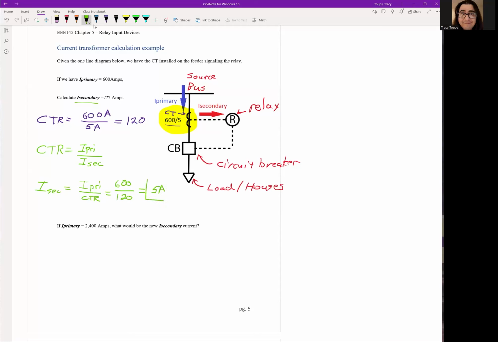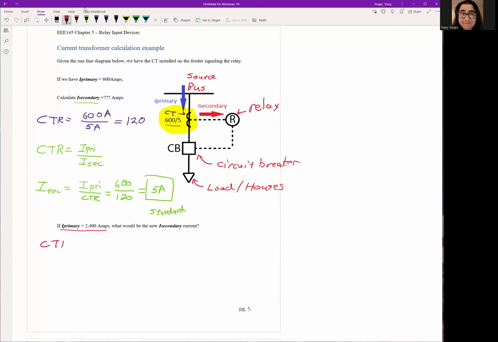Okay. So if I have 600 amps flowing through the circuit, I expect 5 amps flowing through the relay, which is by design. Remember, this is our standard. We always want to make sure we have 5 amps, as we want to get as close as possible to 5 amps flowing through the relay. Okay. Now, what if our primary current is 2400 amps now? So it kind of changed a little bit. Right. So maybe we add in more loading. So we need to figure out what our secondary current is at this rate.